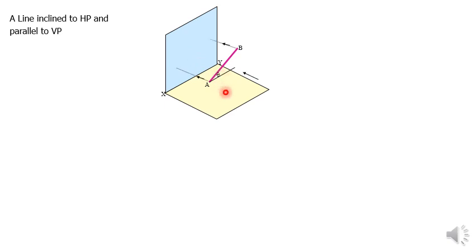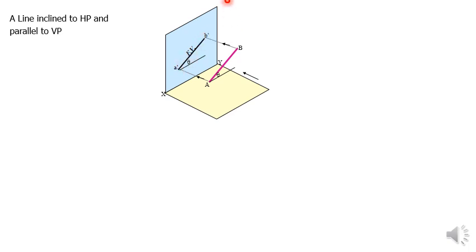So when you look from this side, front view, in front view you will be getting the same length of line, whatever be the true length of AB, and this same angle also you will be getting in front view. Whatever angle it is making with HP, the same angle you will get in front view with true length.